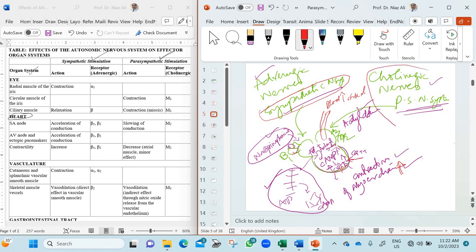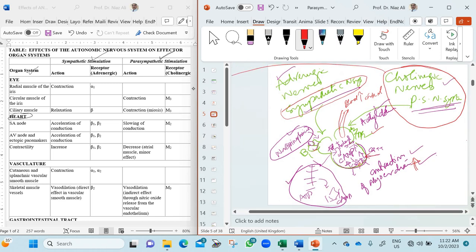At the same time, the heart is being innervated by the M2 type receptor of the parasympathetic division of the autonomic nervous system. Here on the left side, you can see that in the heart, M2 receptors are there, and this M2 receptor has been stimulated. So what will happen? It is going to have a negative effect on adenyl cyclase, so the cyclic AMP level will be decreased.